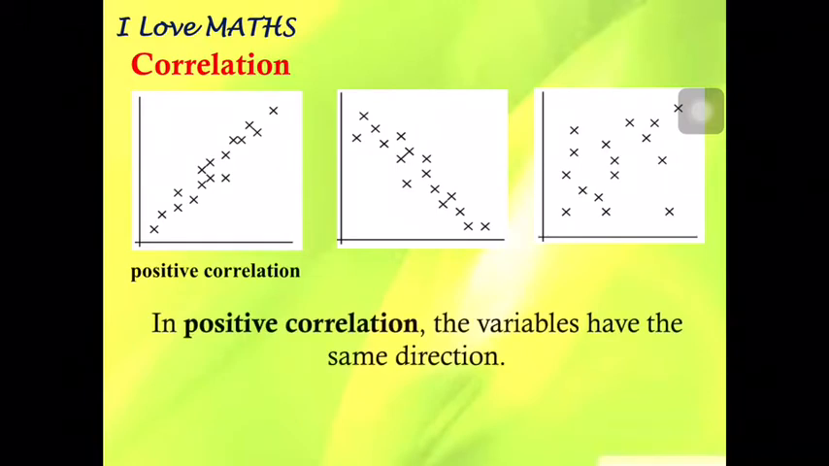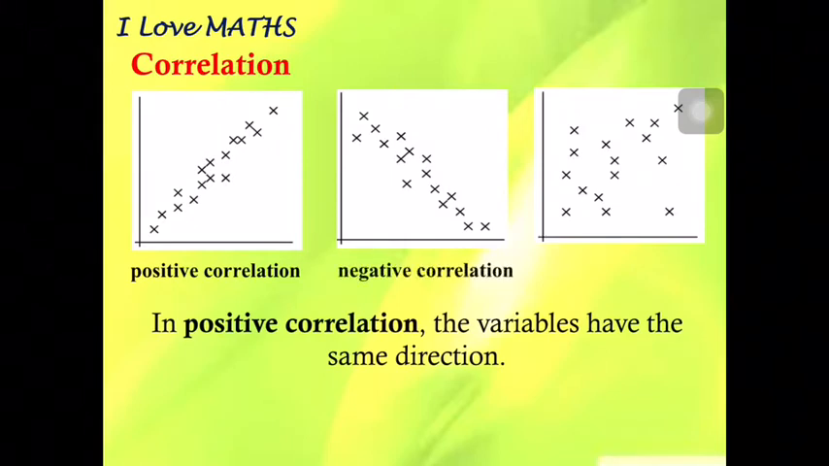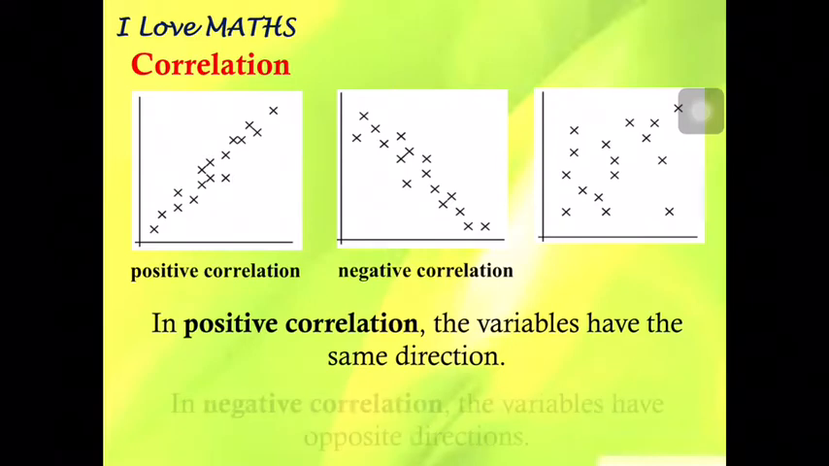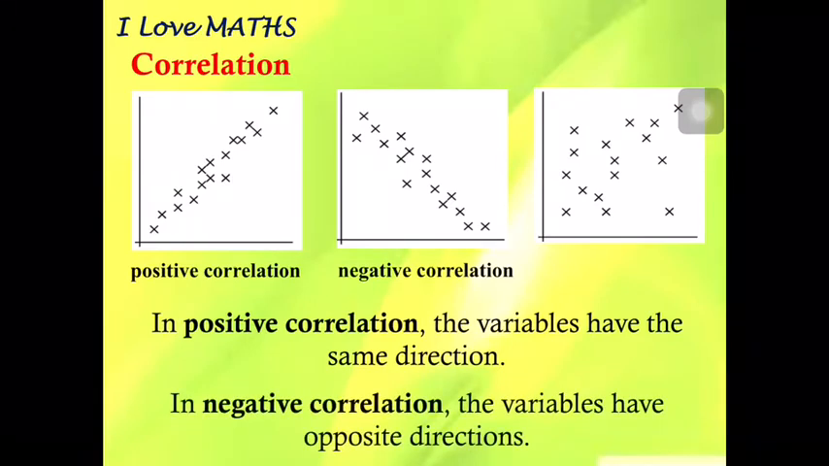The first one shows a positive correlation. The variables have the same direction. As x increases, the y variable also increases. This figure shows a negative correlation, meaning the variables have opposite directions. As x increases, the value of y decreases. And the third figure shows no correlation at all. The x and y show no connection to each other.